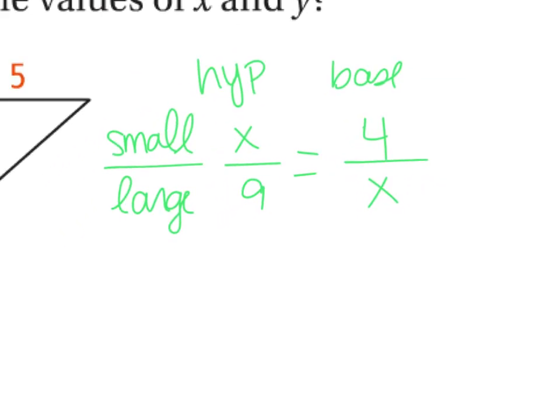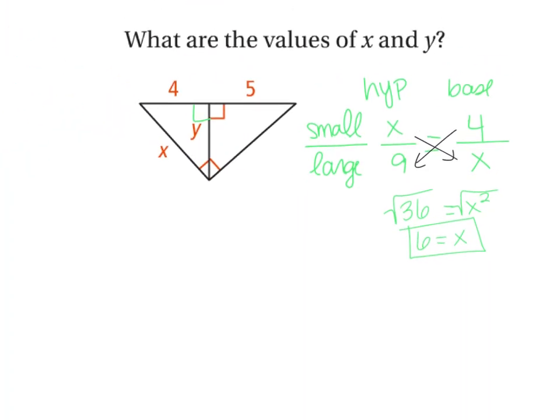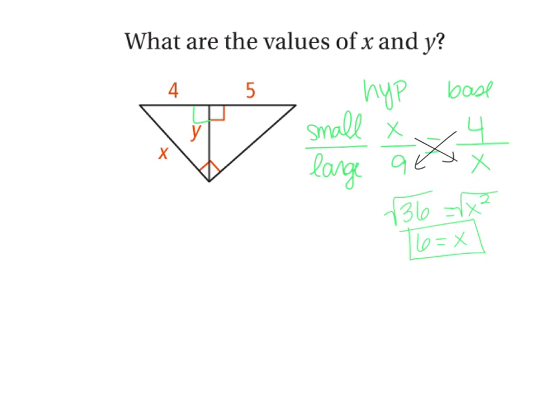Let's go ahead and solve it. Multiply diagonally. This is going to give you 9 times 4 is 36 equals x squared. Take the square root. Hey, this one's a perfect square too. So the square root of 36 is 6. So x equals 6. All right, if I'm going too fast, always rewind videos and rewatch it to see if you can catch on.